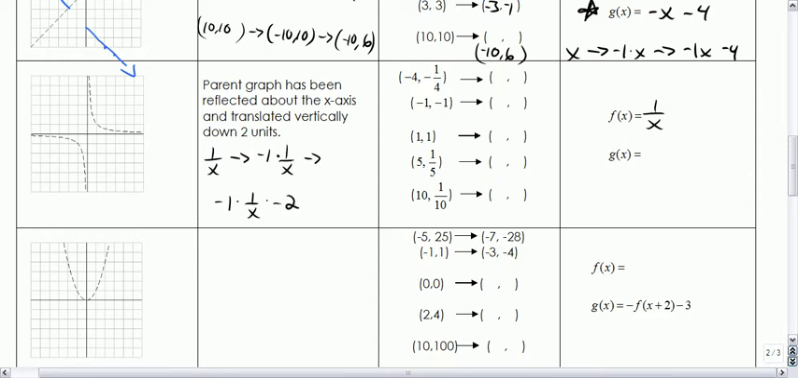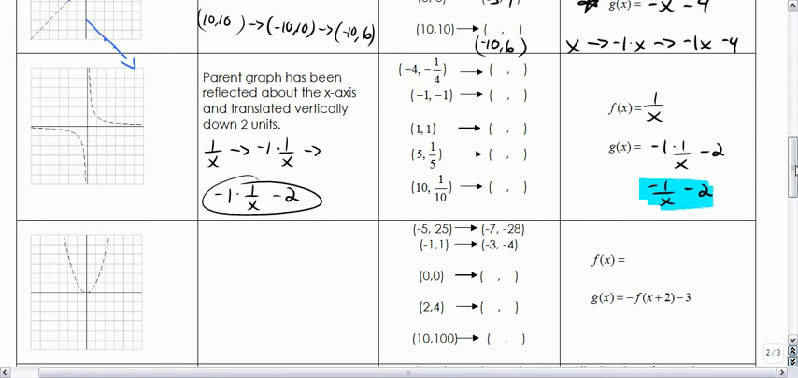This is an interesting one because whether you reflect it over the x or the y-axis, in this case, as your first step, it didn't matter. But that's okay. So we have -1 times 1 over x minus 2, or -1 over x minus 2. So you've got your function. You got to go through and work with some points. So we'll zip through those points real quick.